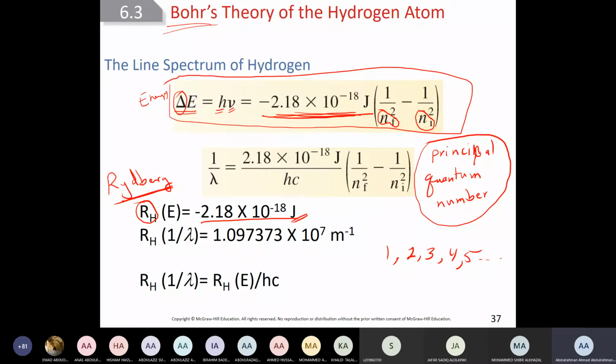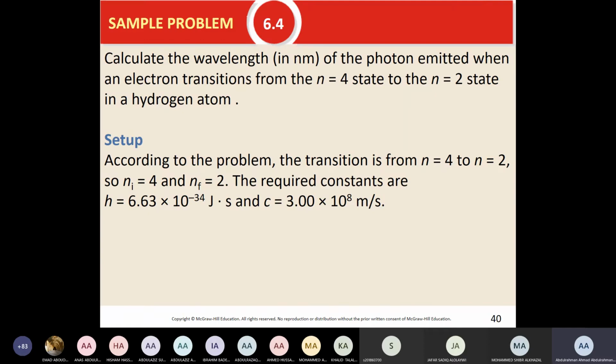If you want it in meter to calculate wavelength. Usually we go with joule, and then if you want to calculate RH, it is RH divided by HC, which we know that energy equals H nu, or equal to HC over lambda. So if you want to calculate 1 over lambda, from the energy, we divide by HC. I hope this is also clear. Good.